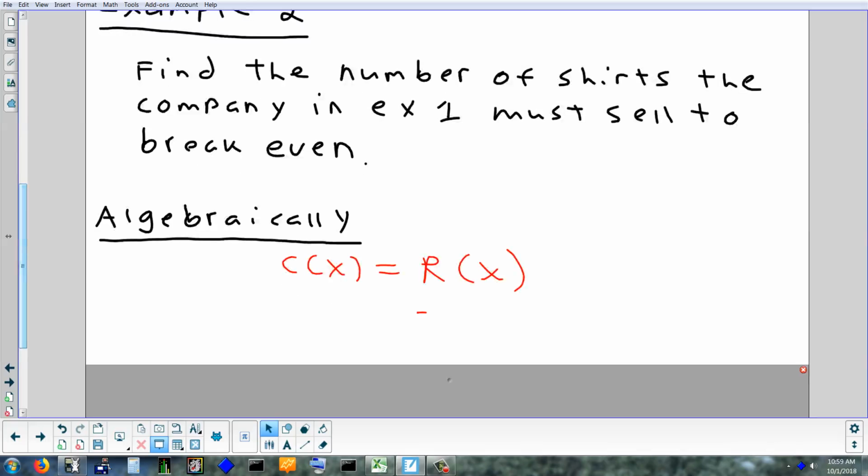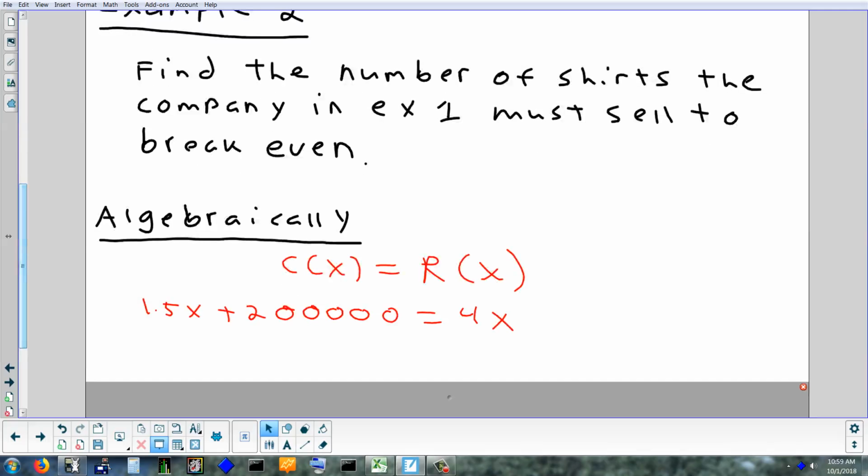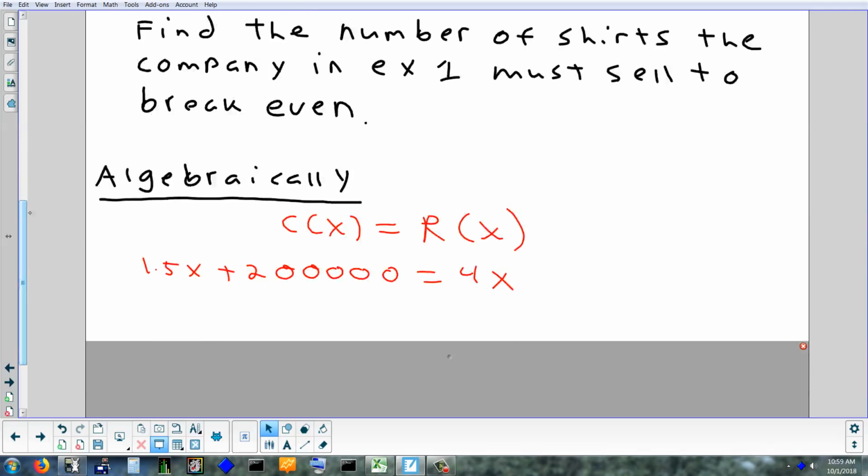I know revenue was 4x. What was the cost again? How much did it cost them to make the t-shirt? 1.5x. Plus 200,000. So if we wanted to solve this for x, subtract the 1.5, so now we're subtracting it, because now we're actually figuring out how many shirts we sold.